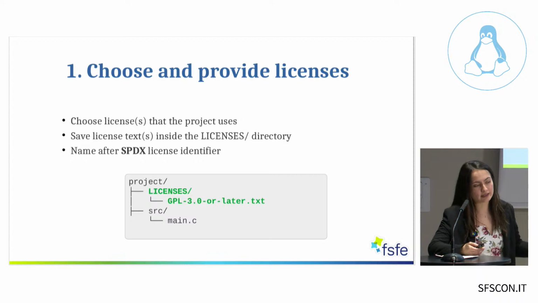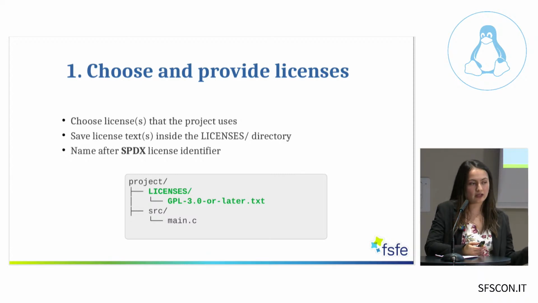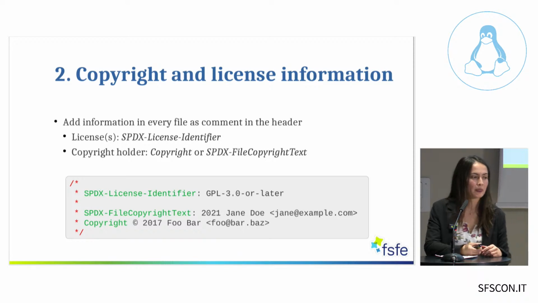So in this example, we see the root of a project. And then we see that there is a directory called licenses. And within this directory, we have the GPL3 or later. And then the tag is used there as well. So it's very clear to know what license the project is using.